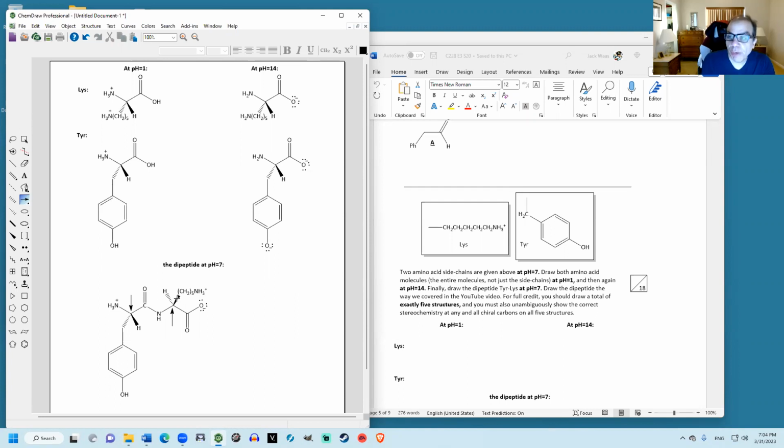So there is no always here. It depends on the direction that that carbon is pointing in. Do you see how the little V or the little wedge is pointing down over here and the little wedge is pointing up over here? That changes the direction of the side chain.